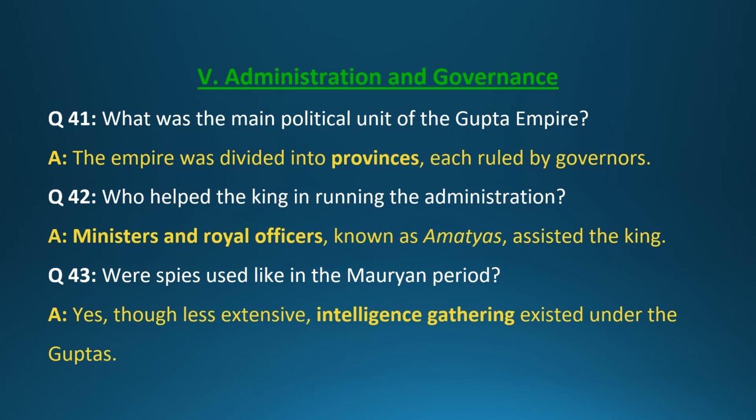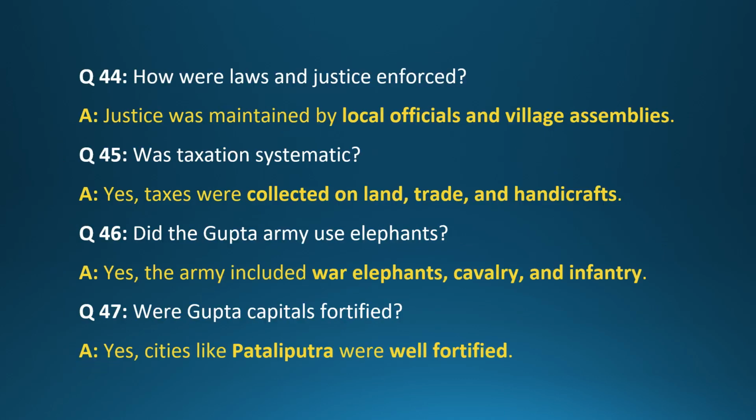Question 43. Were spies used like in the Mauryan period? Answer: yes, though less extensive, intelligence gathering existed under the Guptas. Question 44. How were laws and justice enforced? Answer: justice was maintained by local officials and village assemblies.